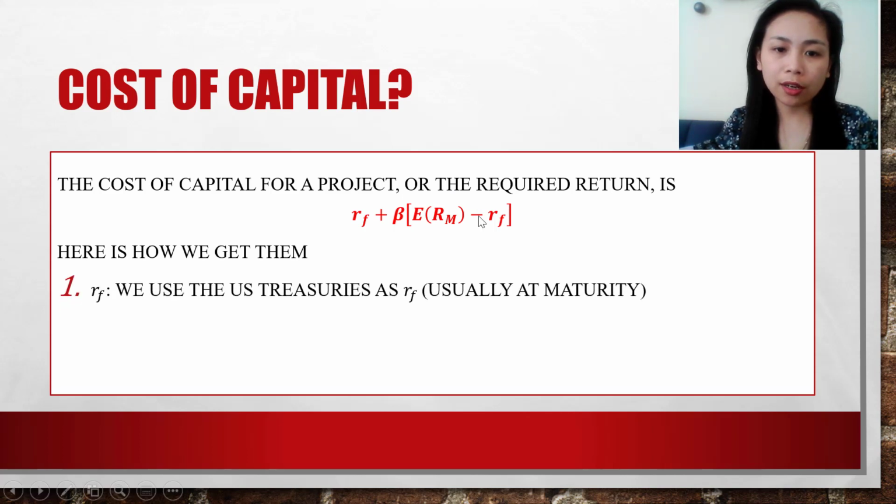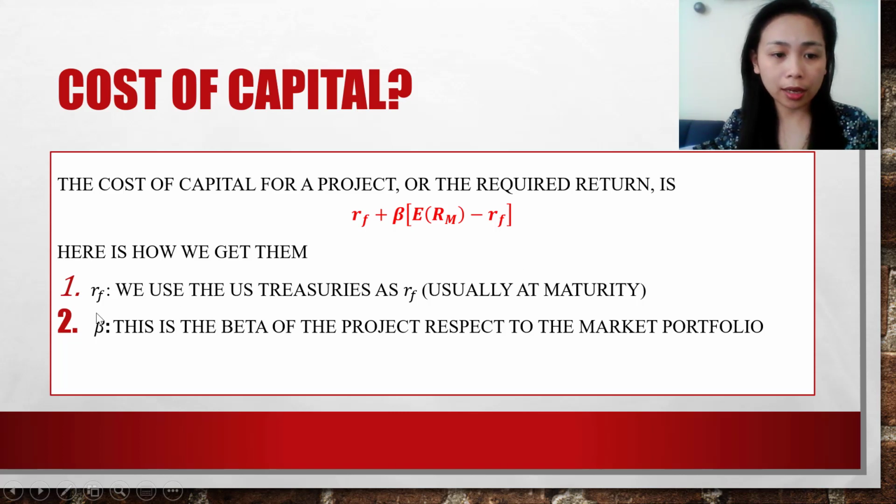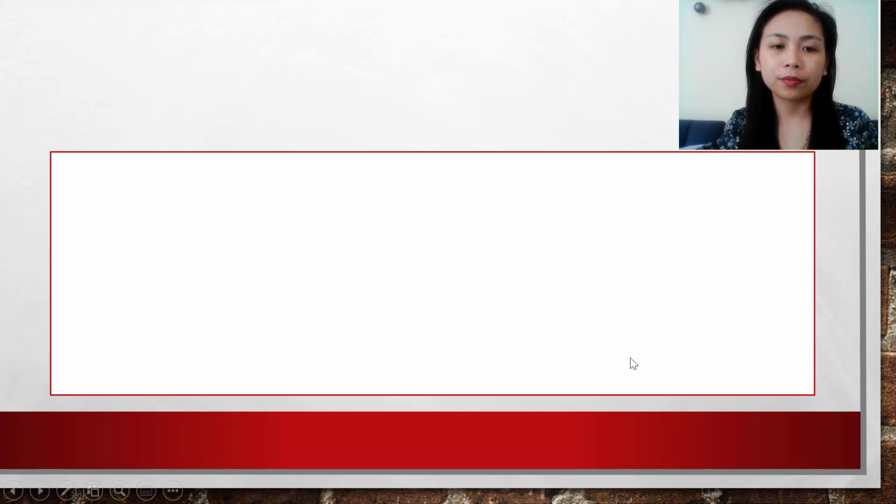And in order to get a cost of capital, we need to first get the risk-free rate, RF, and we use the US Treasuries as the risk-free rate. However, the risk-free rate might vary from time to time, so we usually use the risk-free rate at maturity. The second thing we need to get is the beta. This is the beta of the project with respect to the market portfolio. And the last thing is the risk premium. In order to get the risk premium, there are two approaches.